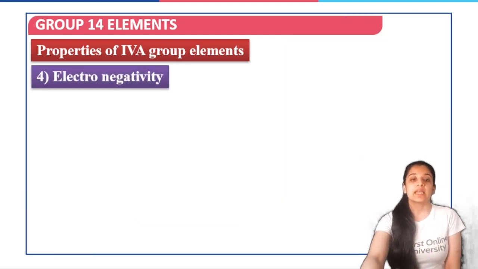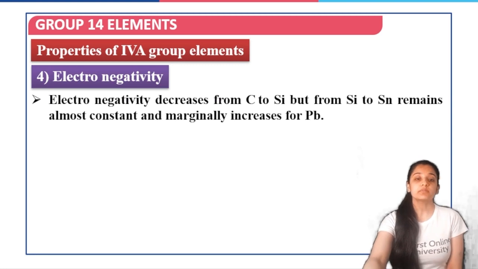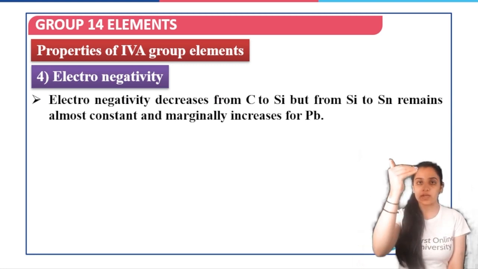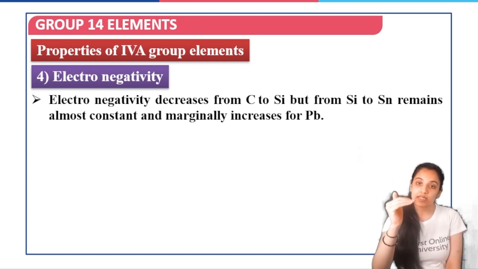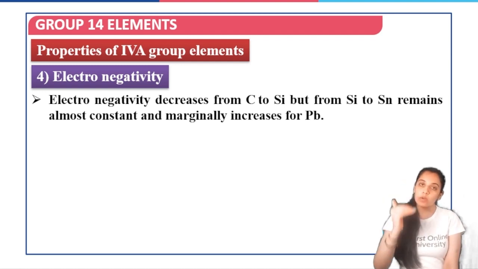Next is electronegativity. Electronegativity decreases from carbon to silicon. So, from carbon, as we go to the next element, that is silicon, the electronegativity decreases. But from silicon to tin, it remains almost constant.